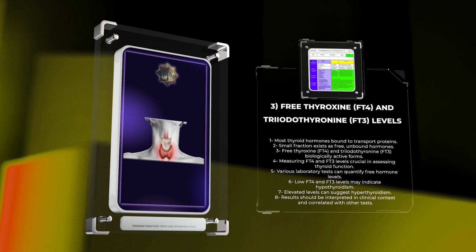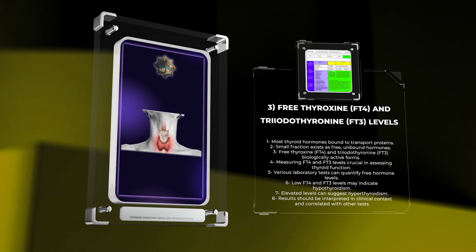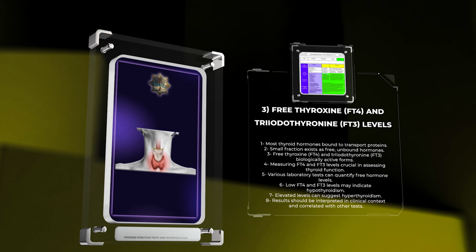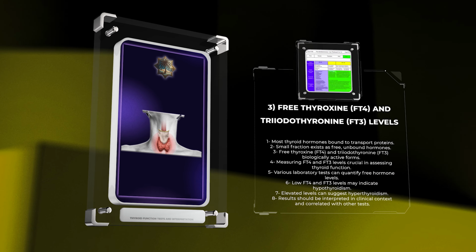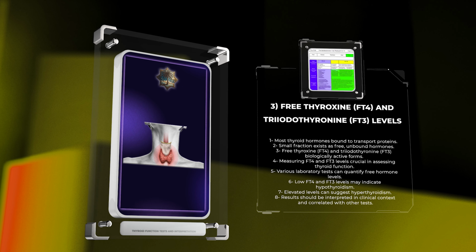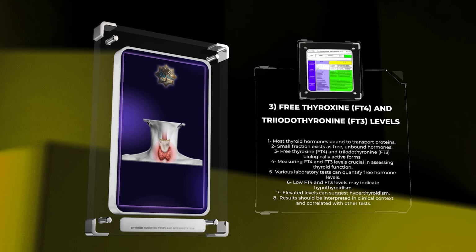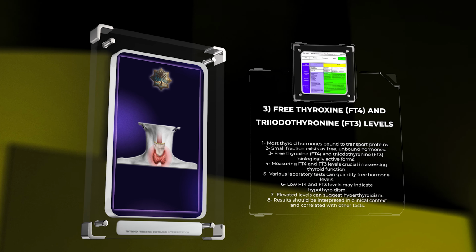Various laboratory tests, such as radioimmunoassays or chemiluminescent immunoassays, can quantify these free hormone levels. Low FT4 and FT3 levels may indicate hypothyroidism, whereas elevated levels can suggest hyperthyroidism. Interpretation of these results requires careful consideration of the clinical context and correlation with other thyroid function tests.